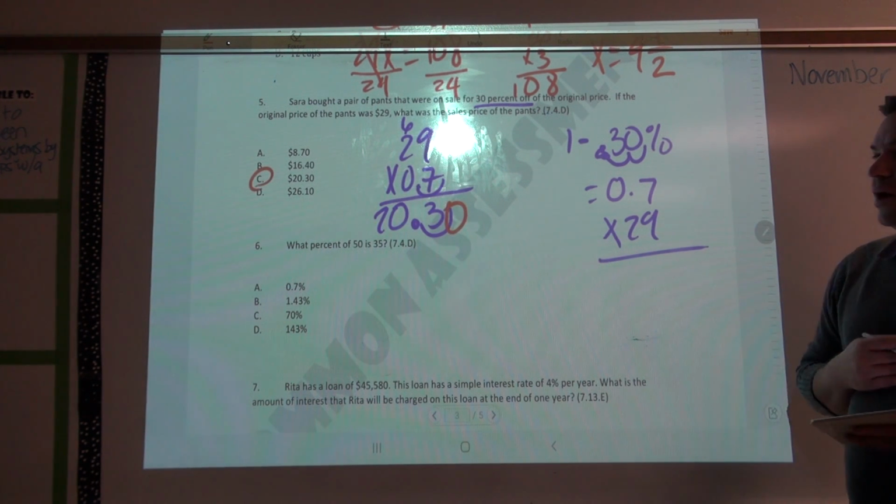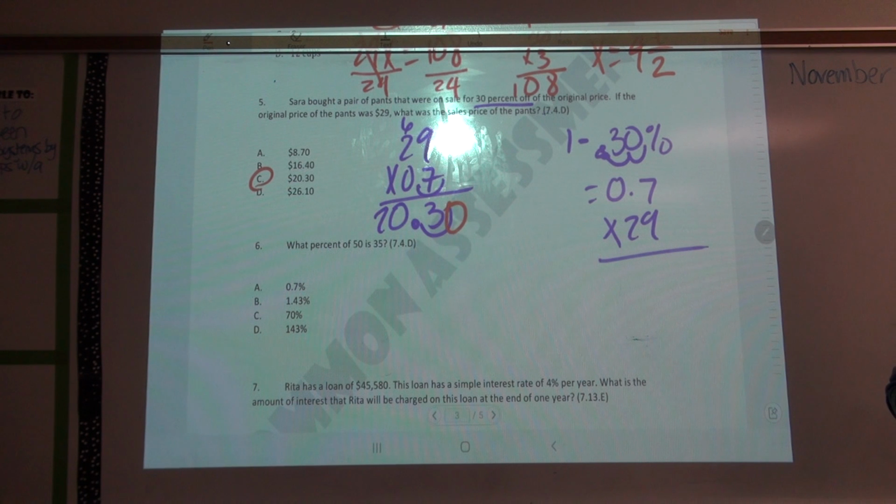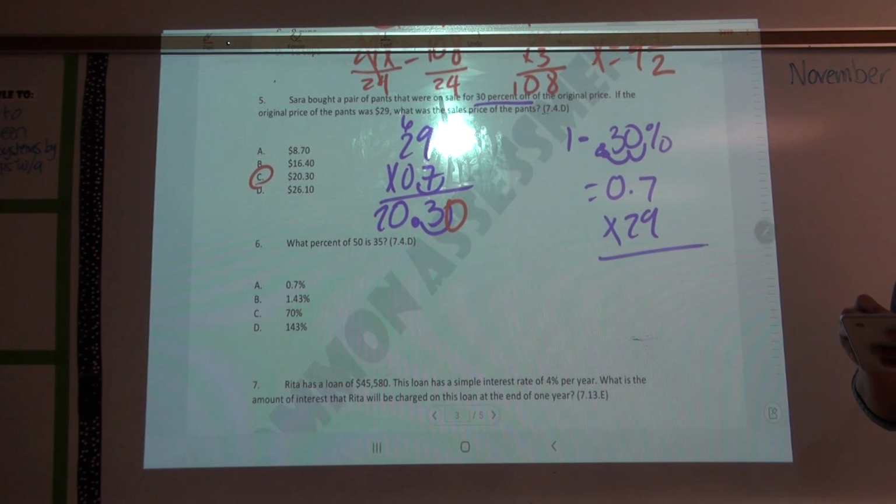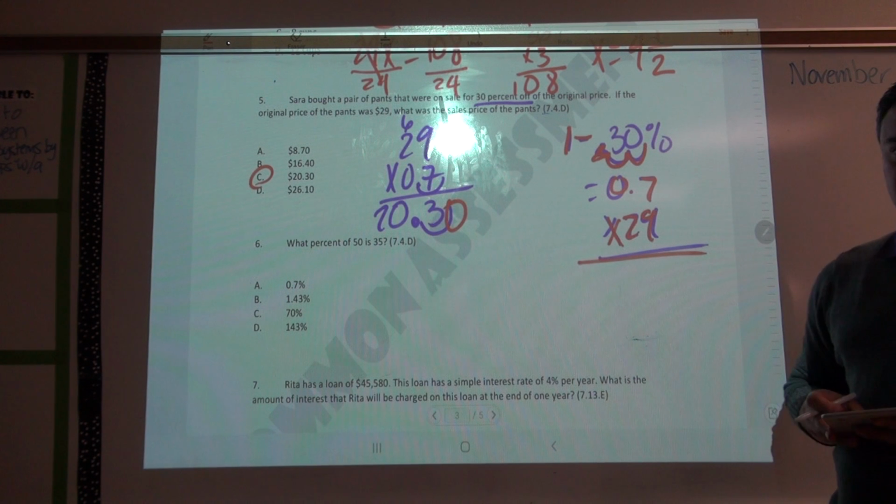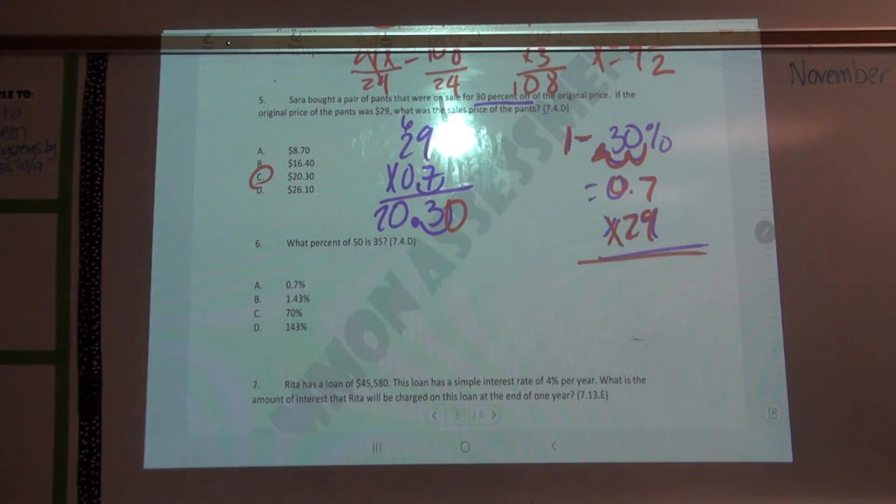Any questions? So far so good? Again, step 1: convert the percent into a decimal. Subtract from 1. Then multiply by the original. That's the new markdown price. Any questions?